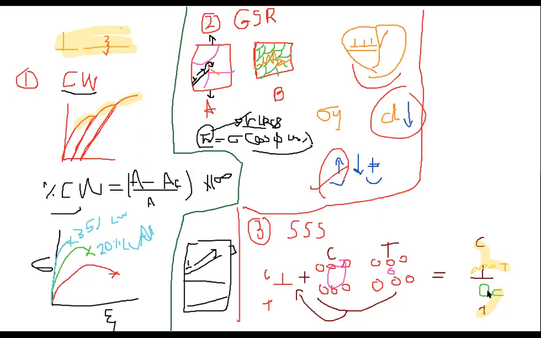Okay? So this is the third mechanism that we have in order to make the material stronger. The first one is called cold working. The second one is called grain size reduction. And the third one is called solid solution strengthening. Okay, let's go to the book and let's try to see some figures and equations that are related to these three different mechanisms.